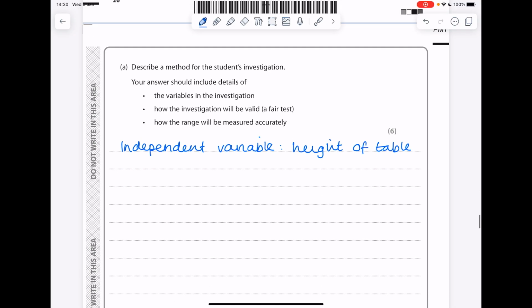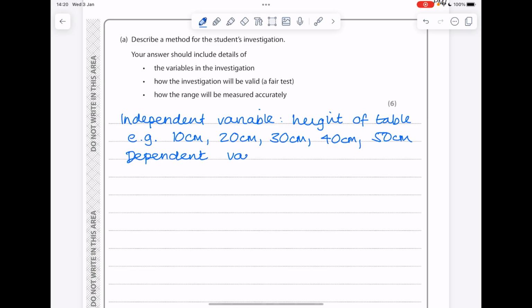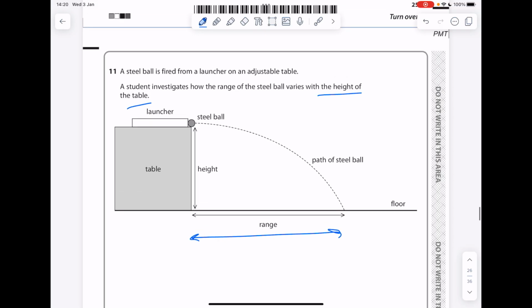Let's bulk out the detail here by giving some heights. So anything sensible, but I'm going to go for 10 centimetres, 20, 30, 40, 50 centimetres. What about our dependent variable? So remember, this is what we're measuring. So look back. A student investigates how the range of a steel ball varies. So we're looking at this distance here.